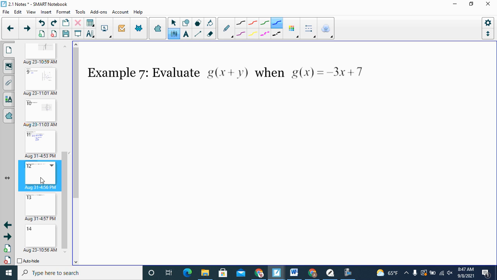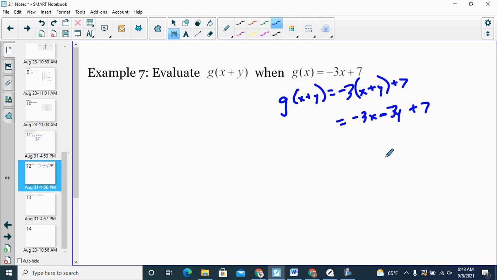Let's take a look at this one. It asks us to evaluate g of x plus y if g of x equals negative 3x plus 7. So g of x plus y. On the last one, we plugged in negative 2 for x. Now we're going to plug in x plus y for the x. Distribute. If there are like terms, you want to combine them. There's not, just leave it.